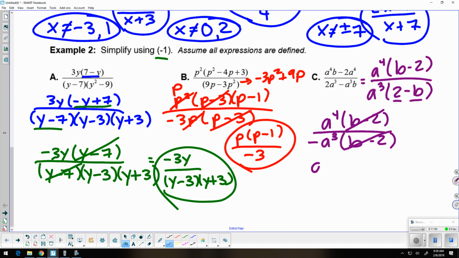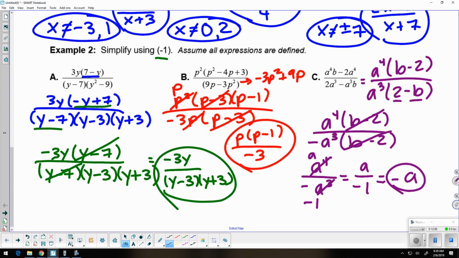So now we have a to the 4th over negative a cubed. Well, those obviously reduce as well. This would cancel altogether. I'd be left with an a, negative 1 on the bottom. So I have a over negative 1, but that would just be negative 1a as my final solution.